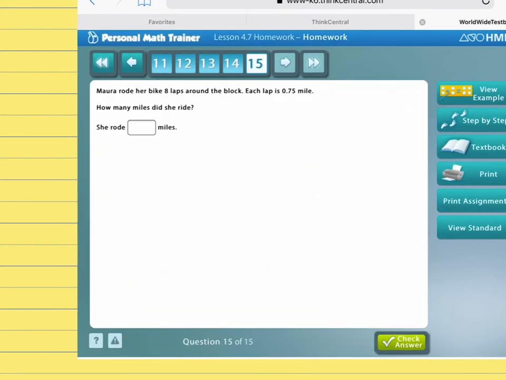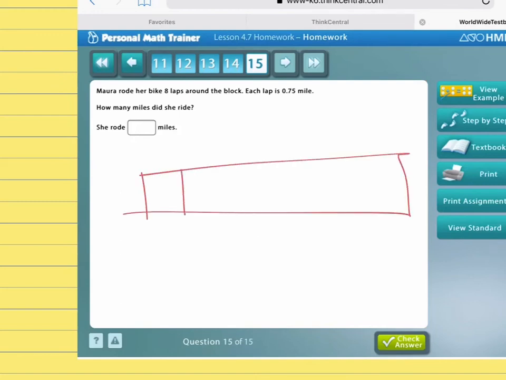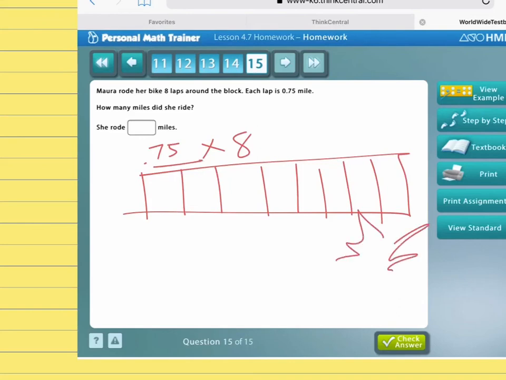Moore rode her bike 8 laps around the block. Let me do part whole model. So this is the 8 laps, like that. 1, 2, 3, 4, 5, 6, 7, 8. Each one is 0.75 miles times 8. 2 decimal places here. So here's my palm tree. Here it is, going to the island.